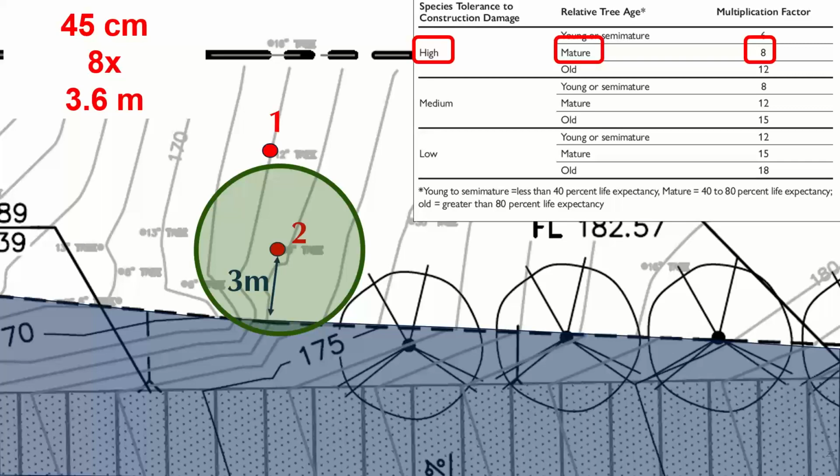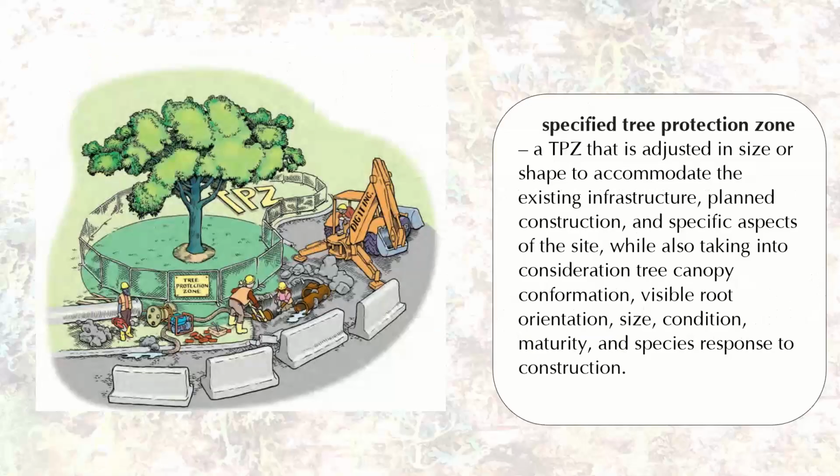And so there are many ways to solve this, but we've of course offered you another definition to help you with this. We have our calculated tree protection zone that we were just showing you and used the table for. And then we have the specified tree protection zone. I very rarely am actually protecting trees using the calculated tree protection zone. I'm much more often using a tree protection zone that is adjusted in size or shape to accommodate the existing infrastructure, plan construction, and specific aspects of the site, while also taking into consideration tree canopy conformation, visible root orientation, size, condition, maturity, and species response to construction.